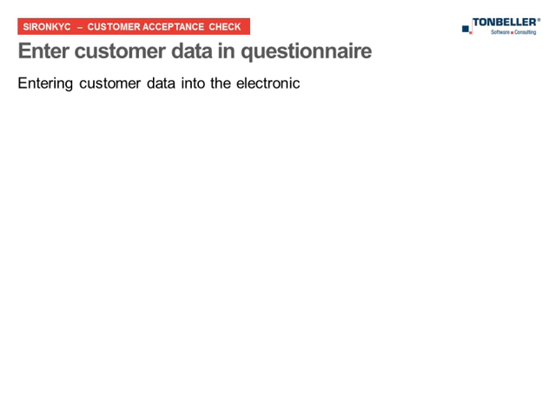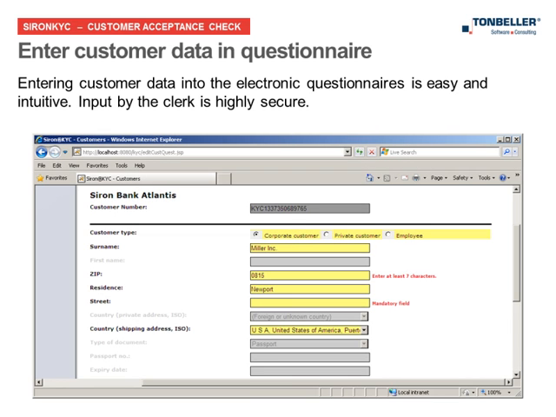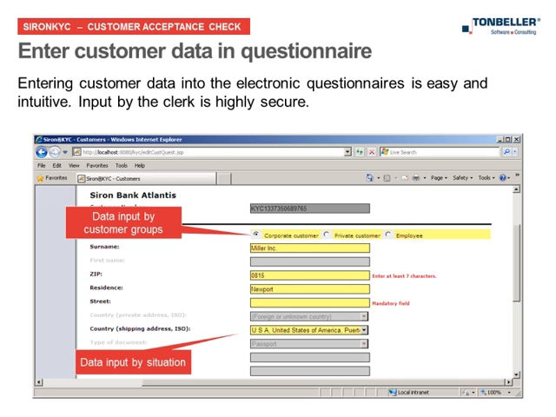Entering customer data into the electronic questionnaires is easy and intuitive. Input by clerk is highly secure. The selected questionnaire can be made dynamic to suit various customer groups. Selection is made through option fields in the questionnaire. Questionnaires can be made dynamic through if-then conditions, which allows input according to the specific situation. For instance, the answer to a question may require an answer to an additional question. The completeness check ensures that all relevant data is collected. The check is initiated from the questionnaire.